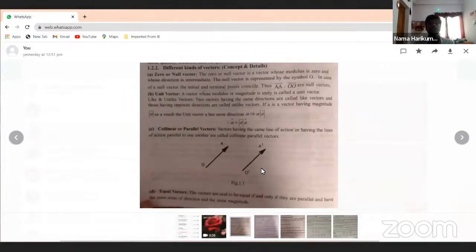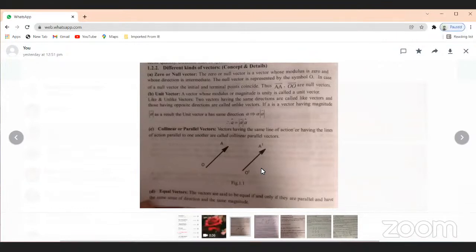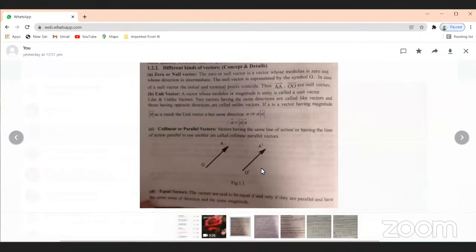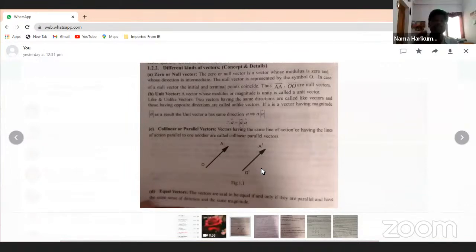In this one, there is one more concept: like and unlike vectors. Like means two vectors having the same direction, that is, the propagation of two vectors is in the same direction. Next, if the propagation of two vectors is in the opposite direction, moving in opposite directions, those are unlike vectors. So these like and unlike vectors are another concept in the unit vector system.